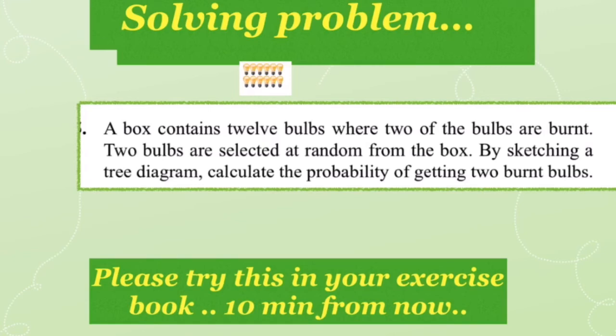Question number 5. A box contains 12 bulbs where 2 of the bulbs are burnt. 2 bulbs are selected at random from the box. By sketching a tree diagram, calculate the probability of getting 2 burnt bulbs. This is a very good question to test you on how to sketch a tree diagram. So please spend about 10 minutes to try on your own. Okay, let's try.